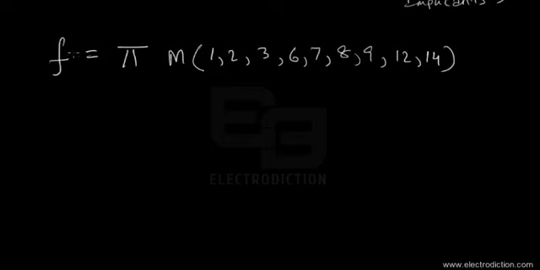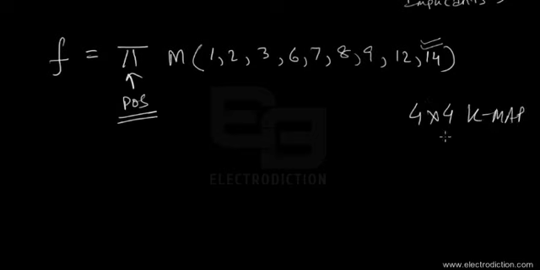Let's say we have a POS function that's designated with the pi symbol over here. Whenever you see this, just keep in mind that this is a POS function that you're dealing with. Let's say we've got the cell numbers 1, 2, 3, 6, 7, 8, 9, 12, and 14. We can see that the maximum cell number is 14, which clearly indicates that we need at least a 4x4 K-map, so that the K-map has a maximum capacity of 16 cells.